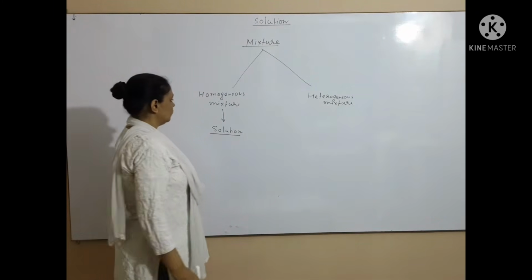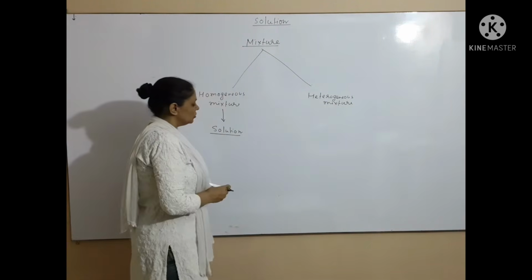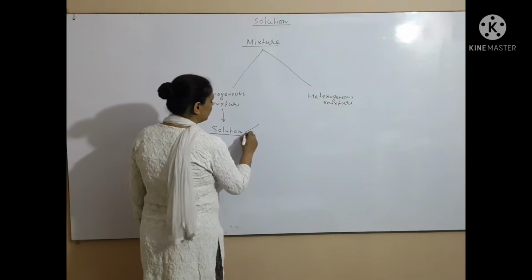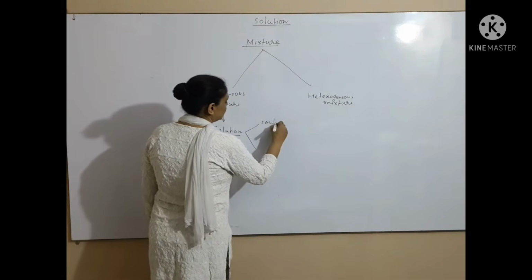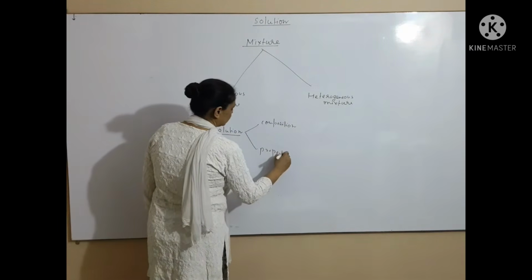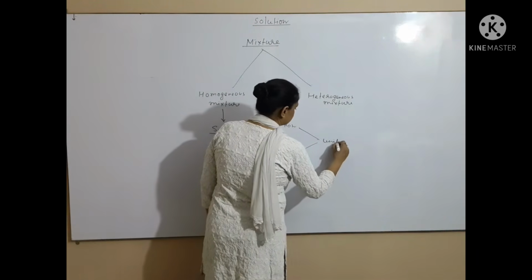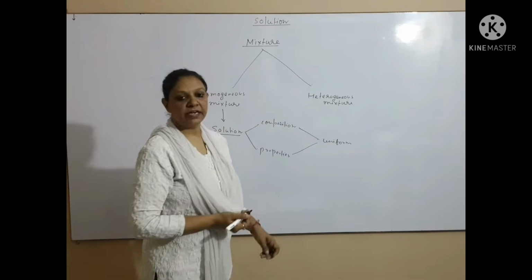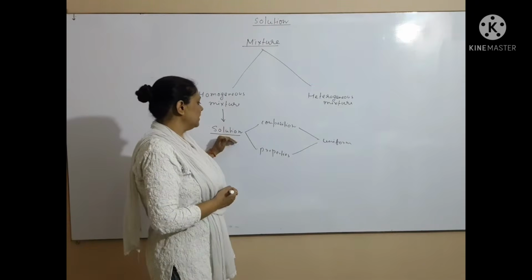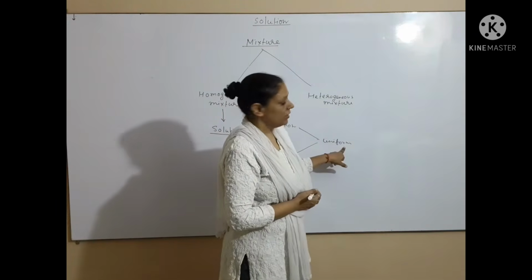And why is it homogeneous? Or what do you mean by homogeneous mixture? What do you mean by heterogeneous mixture? It depends upon composition and properties. If the composition and properties of a mixture are uniform throughout the solution, it is called a homogeneous mixture. Mind it, solution is a homogeneous mixture. Why? Because its composition and properties are uniform throughout the mixture.